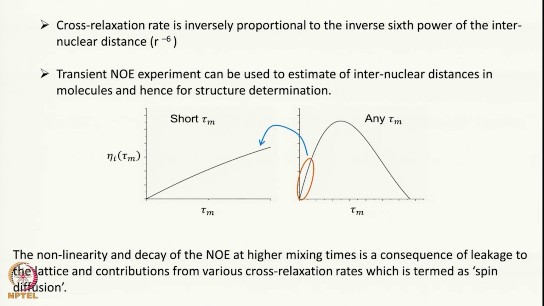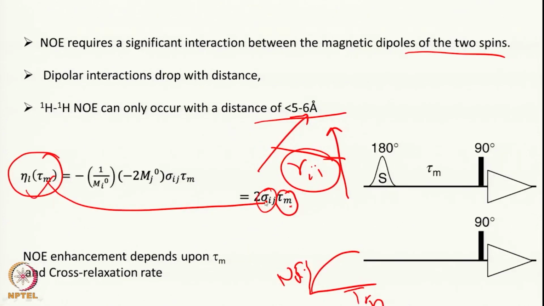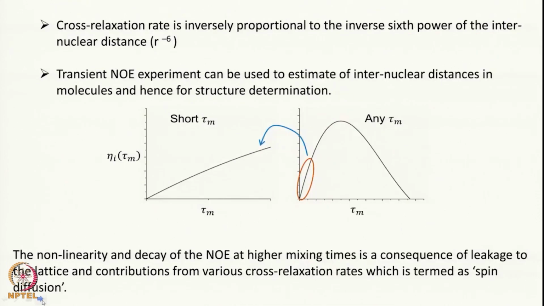So, the cross relaxation rate, as we know, depends upon the distance between these 2 spins, and it is inversely proportional to r to the power 6. That means this term is inversely proportional to r to the power 6. Now, in the transient NOE experiment we can use this to estimate internuclear distance.